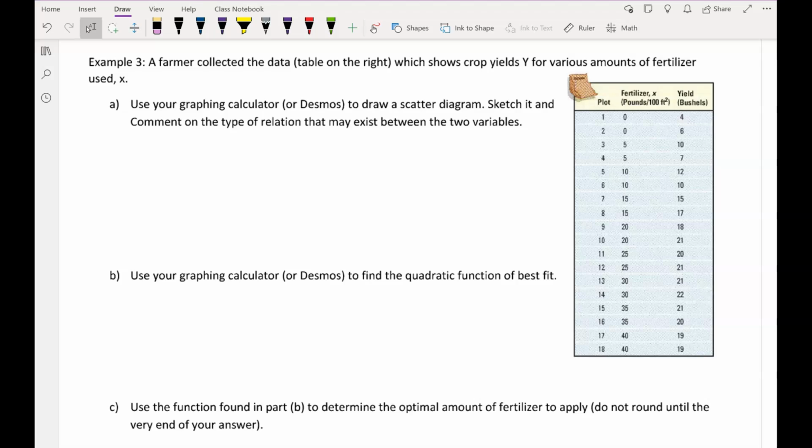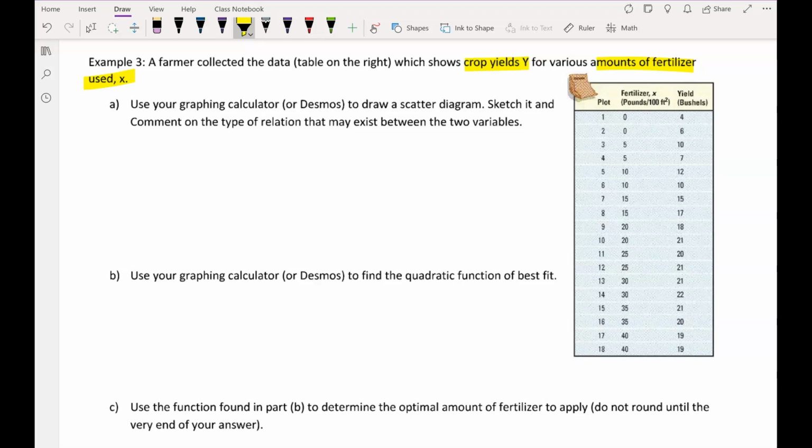Example 3. A farmer collected the data, table on the right, which shows crop yield, which is Y, for various amounts of fertilizer that's used, which is X. In this case, students, it's already telling us which one is the independent and which one is the dependent. So it says here crop yield is Y, so that's dependent, and amount of fertilizer, which is X, that's independent.